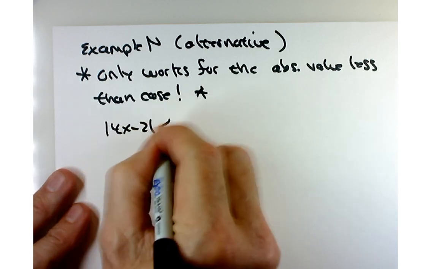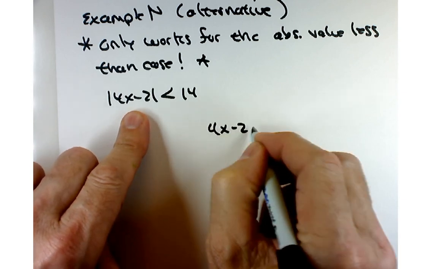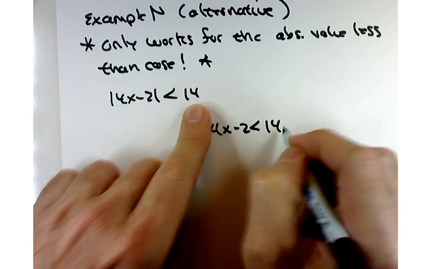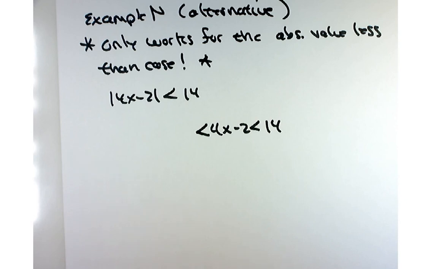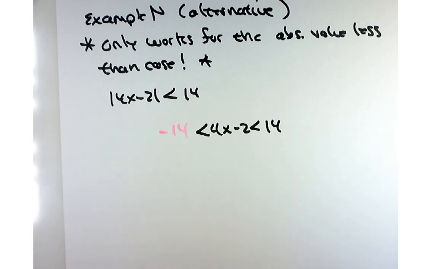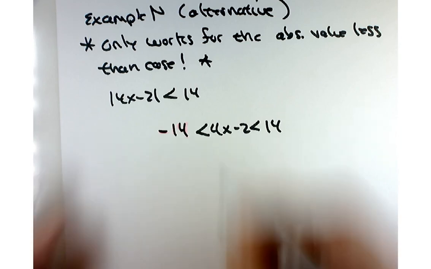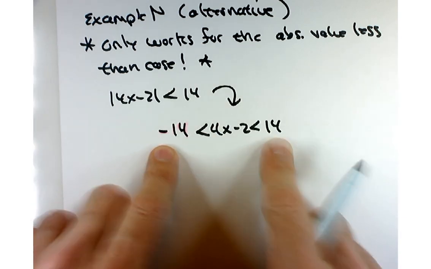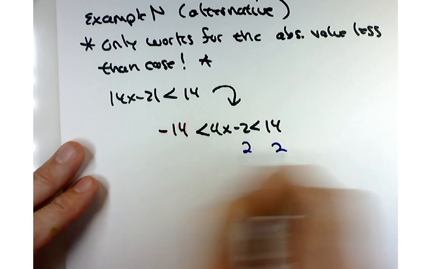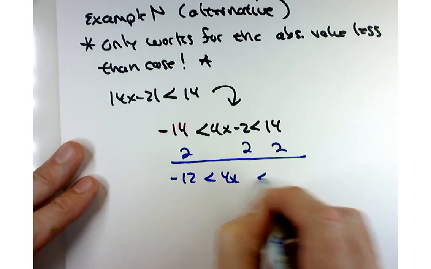4x minus 2 is less than 14. What you're going to do is you take your 4x minus 2 and you're going to surround that with two things. You're going to have the less than 14 on one side, but the greater than negative 14 on the other side. So basically you turn this into a double inequality. So if you can do that, solving it the rest of the way is not so bad. It's just a matter of adding 2 to all 3 parts of the inequality. You get negative 12 is less than 4x is less than 16.